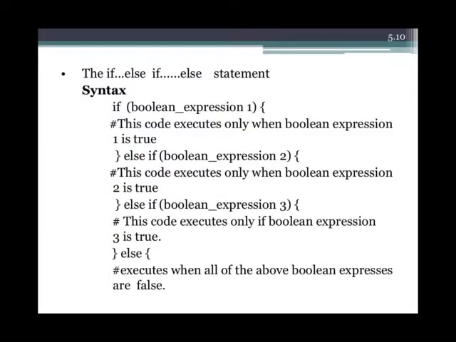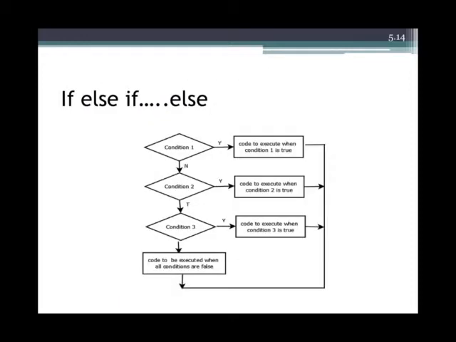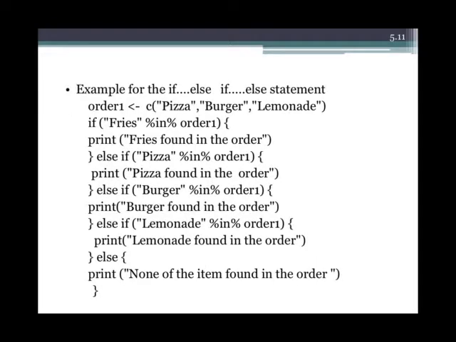We extend the syntax now to take one if and an else and another if, else and another if, and so on, and a final else which executes if none of the above statements are true. You can see from the diagram, as each condition is true, a set of code is executed and control transfers to the end of that if statement. At the end of the if statement, the last box would be the final else. We have a small example.